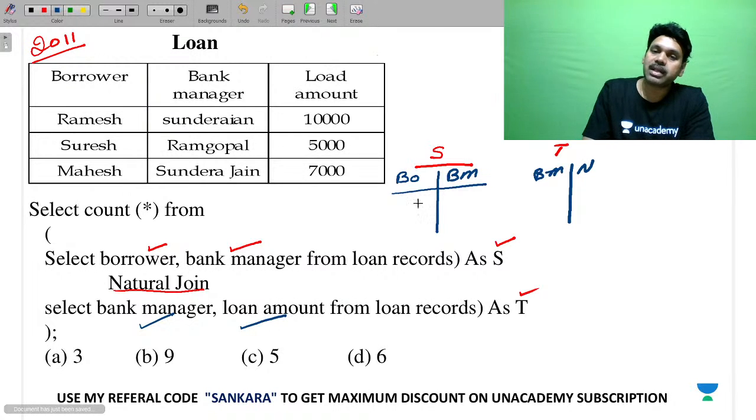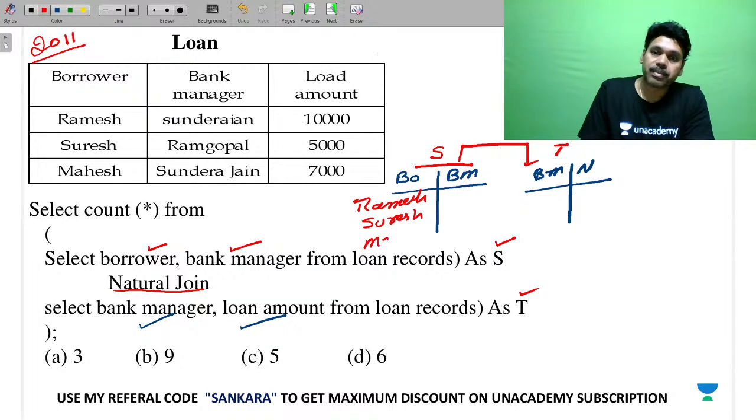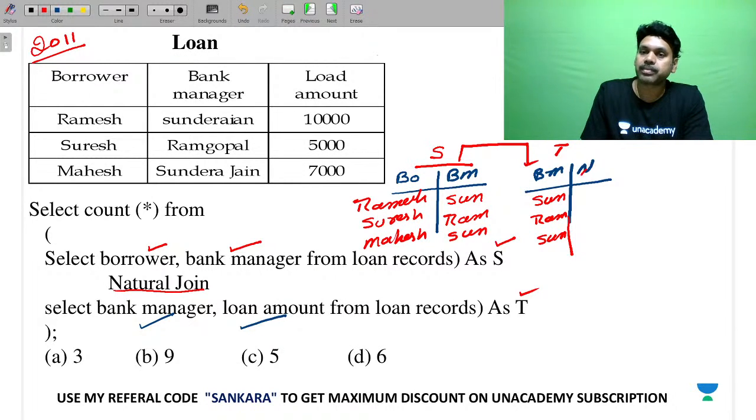So he is giving a hint that there is a common column between them. The common column is bank manager. Otherwise, you are going to get a cross, no doubt. So the borrower is Ramesh, Suresh and Mahesh. And the bank manager is Sundar, Ram, Sundar. And again, bank manager, take the same data, Sundar, Ram, and Sundar. And your loan amount. So what is the loan amount? The first guy is 10,000, the second guy is 5,000 and the third guy is 7,000.